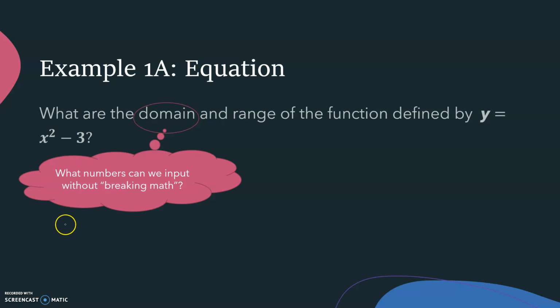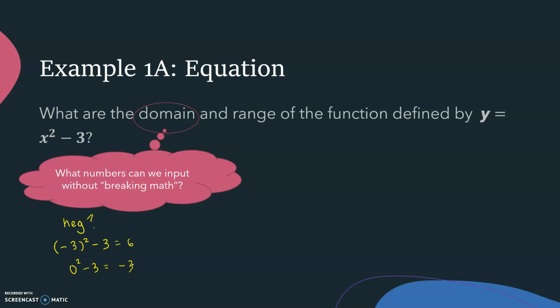I think about things like, can I input negative numbers? So can I input negative numbers? Yes, I can. I could do negative 3 squared minus 3. That's allowed. There's nothing that breaks math about that. Could I input 0? Yeah, I could. So negative numbers work. 0 works. 0 squared minus 3. Yeah, I'm allowed to do that. There's nothing that's going to break math about that. This would be 9 minus 3, which would be 6. This would be negative 3.